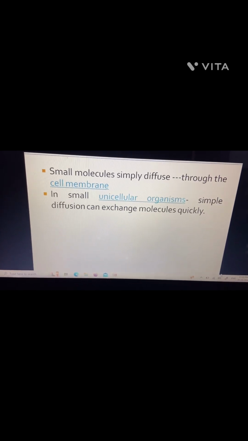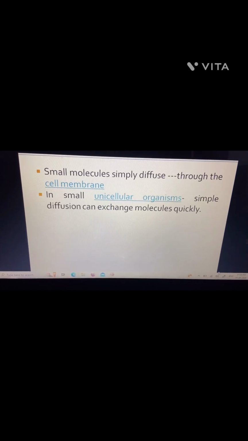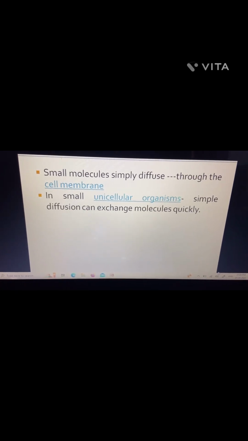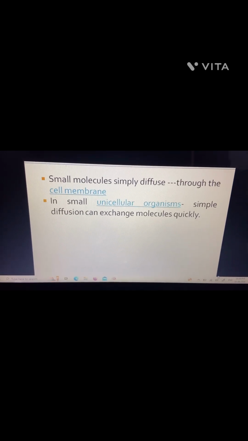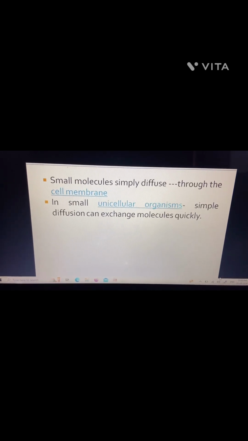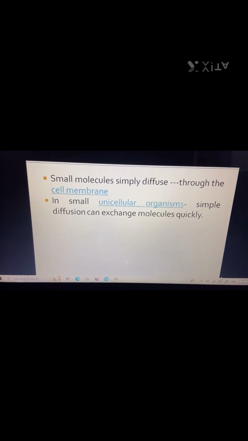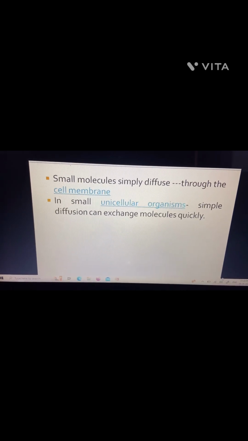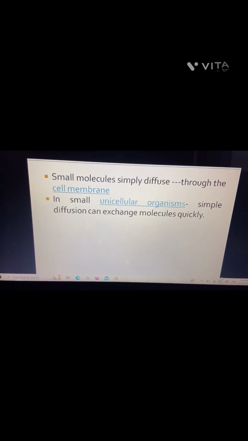So diffusion is a very simple process in which a concentration gradient is required. Concentration gradient is important, meaning somewhere there is high concentration and somewhere there is low concentration. So molecules get diffused from high concentration to low concentration. Temperature is also an important factor in diffusion. So we have understood that diffusion is an important process.